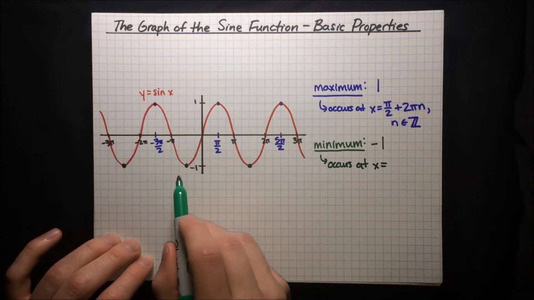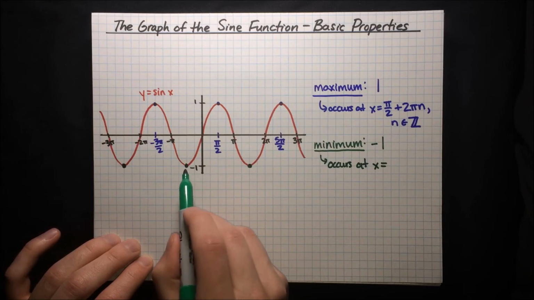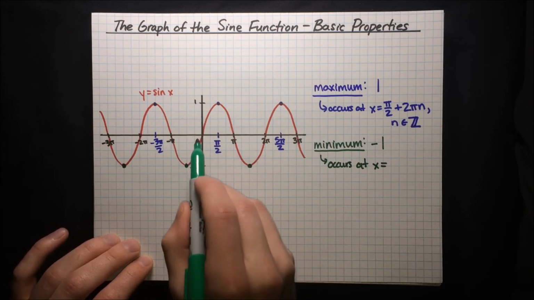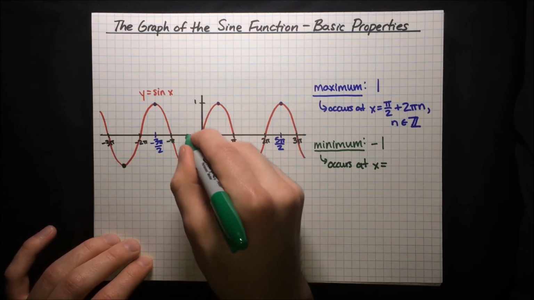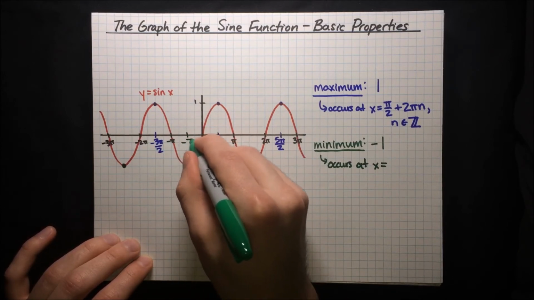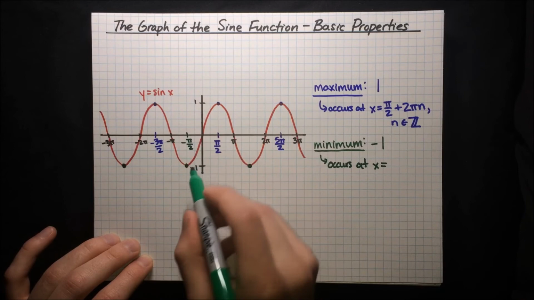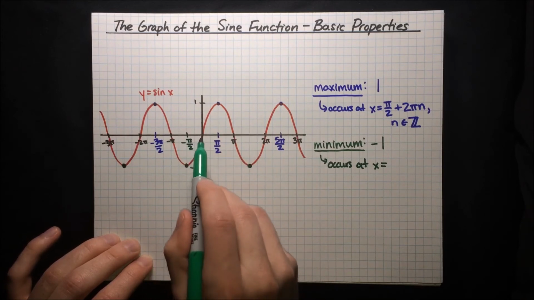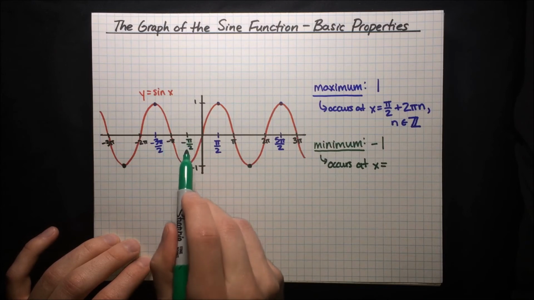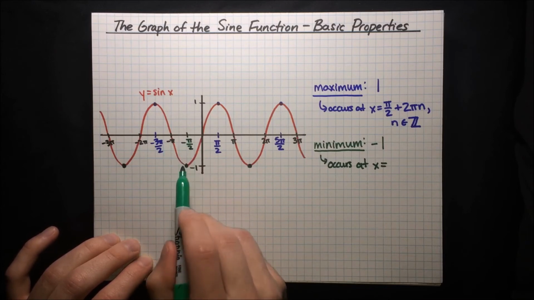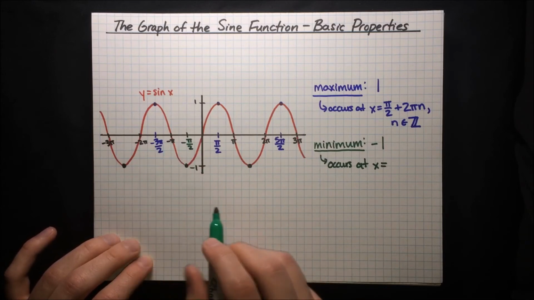So let's see. The easiest one to think about is this one right here. That's just halfway between the origin and -pi. So that's just -pi/2. And you could also see that by just taking the average of 0 and -pi. 0 plus -pi is -pi, divided by 2. And we'll do that same idea to find the rest of the minimums.